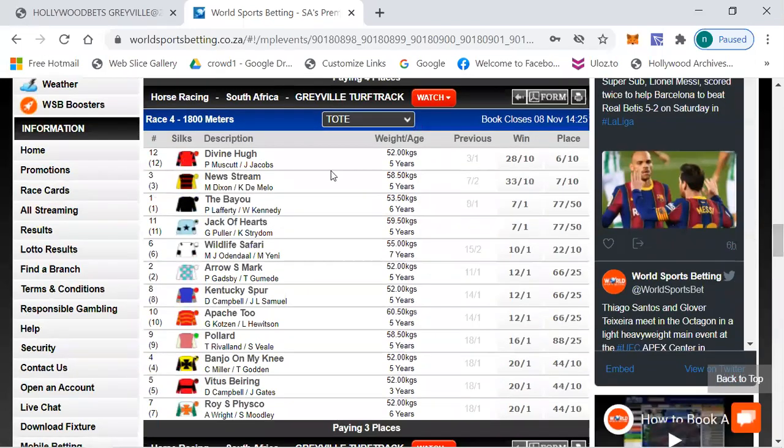Betting is as follows: Divine Youth 28-10, New Stream 33-10, Devayu 7-1, Jack of Hearts 7-1, Wildlife Safari 10-1, Mark 12-1, Kentucky Spirit 12-1, Apache 12-1, Pollard 16-1, 20-1 and longer the rest.